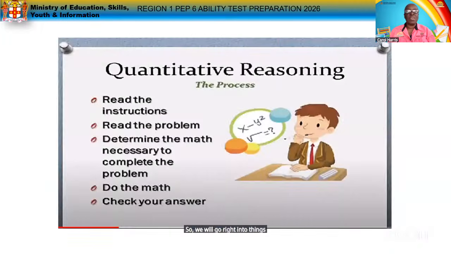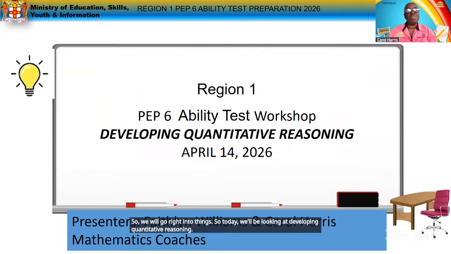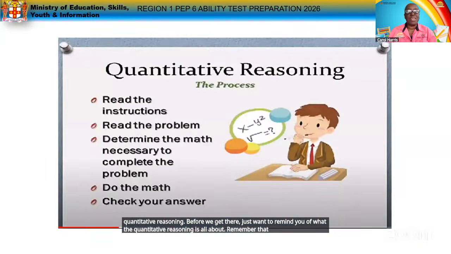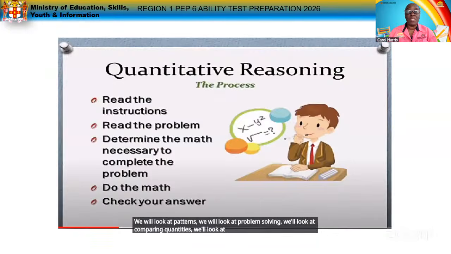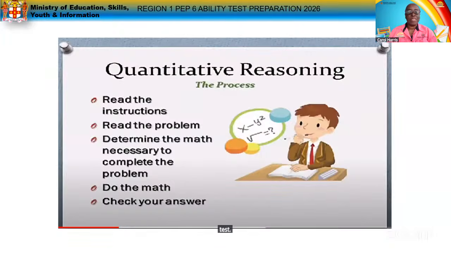So today we'll be looking at developing quantitative reasoning. Before we get there, I just want to remind you what quantitative reasoning is all about. Remember that your quantitative reasoning workshop looks at a number of things. We will look at patterns, problem solving, comparing quantities, and representing quantities. These are the main concepts that are looked at during the ability test for PEP 6.